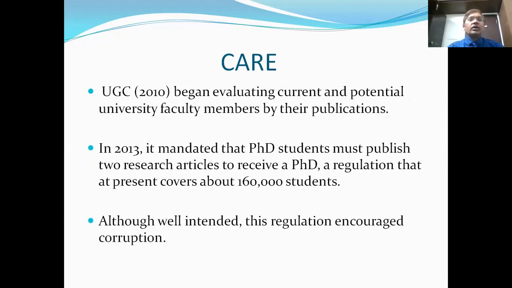And it was in 2013. It mandated that PhD students must publish two research articles, and from that time onwards, there's a good business for these predatory journals. They are doing good business because it is mandatory. Like UGC has made it mandatory that people should publish a minimum of two articles, and at present it covers more than 1,60,000 students, and even more than that, what I believe. And they are giving money, and they are just going ahead with publication even in CARE.